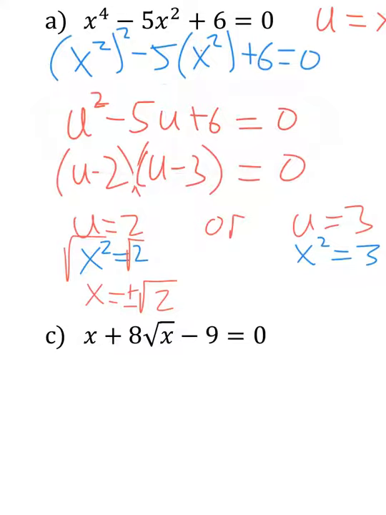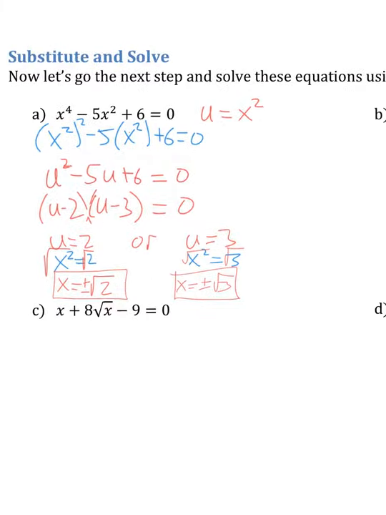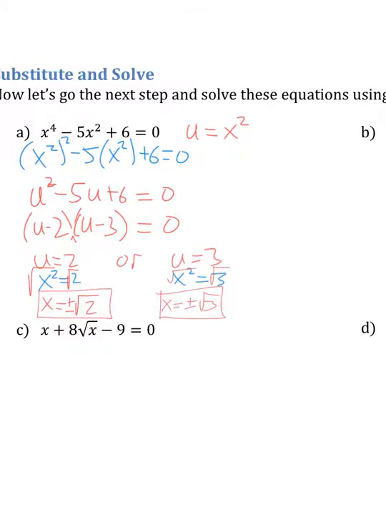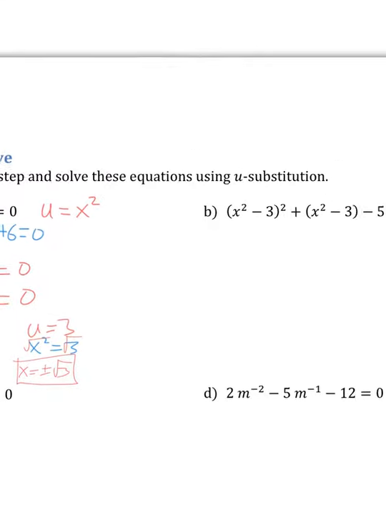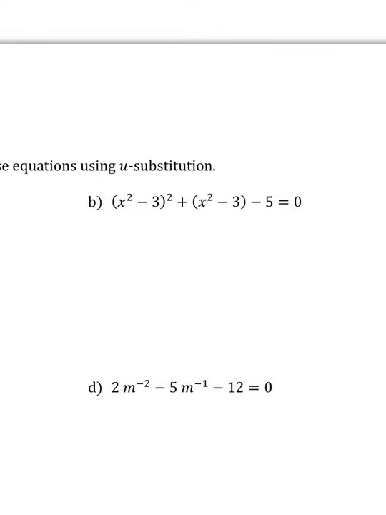That's a simple equation to solve, square roots. So x is plus or minus the square root of 2 and x is plus or minus the square root of 3. So we actually get 4 answers. Positive square root of 2, negative square root of 2, positive square root of 3, negative square root of 3. Okay? All right, let's keep cruising here.